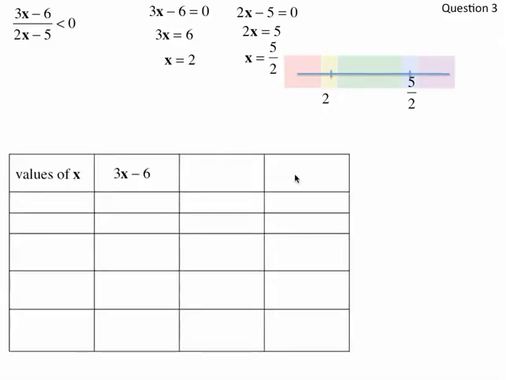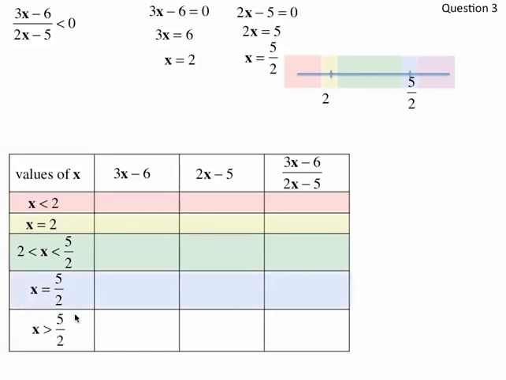All right, here's our chart: the values of x, 3x - 6, 2x - 5, and then the whole rational expression, which is (3x - 6)/(2x - 5). When x is less than 2, we're talking about this region. When x is equal to 2, we're talking about that region. When x is between 2 and 5/2, we're talking about that light green region over here. When x is equal to 5/2, I'm talking about that little blue region. And when x is greater than 5/2, I'm talking about that purple area.